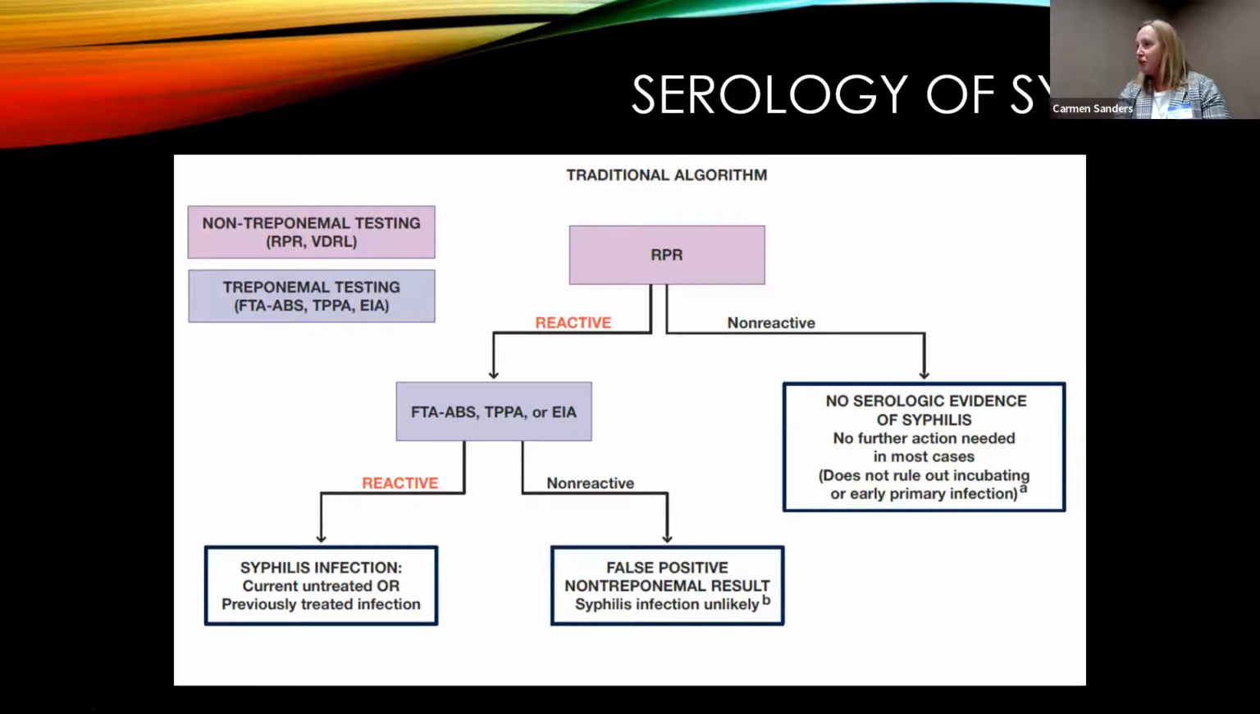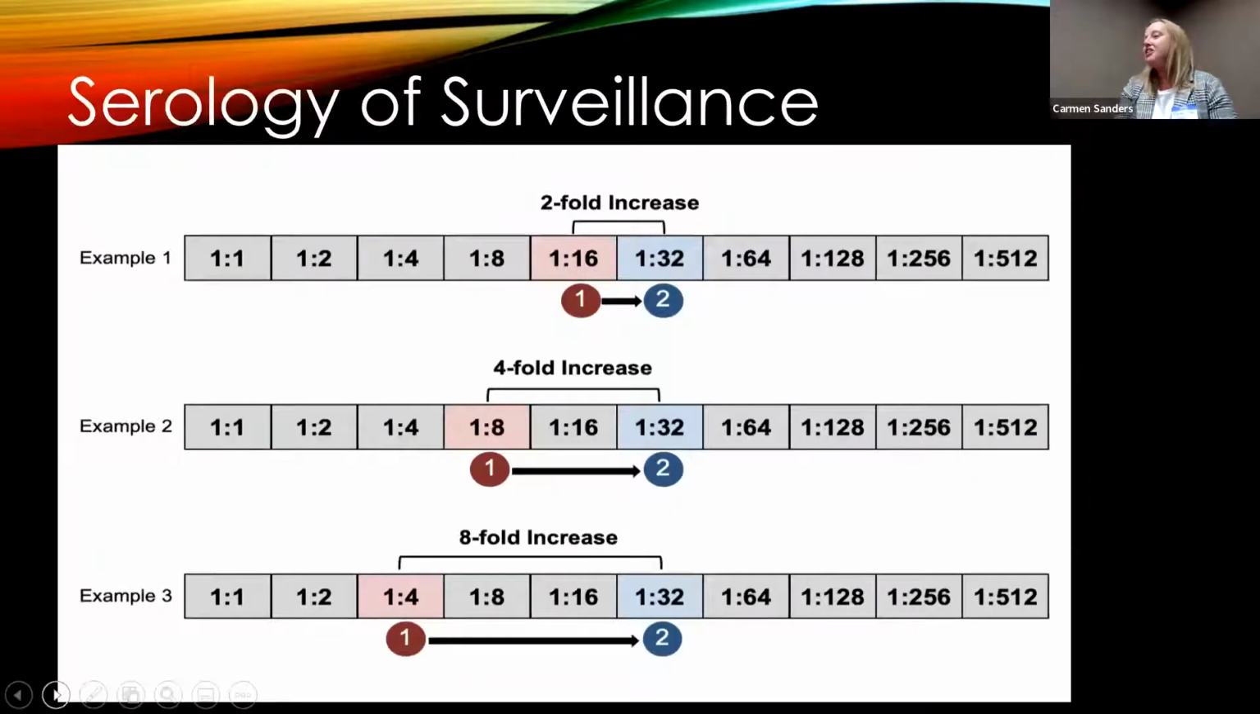So again, we start with our RPR, and if that RPR is reactive, what we then do is the lab that we use does an FTA-ABS test. And when that is reactive, then we know that it's specifically a syphilis infection. If it's non-reactive, it's a false positive. If you draw an RPR and it's negative, then you don't have a syphilis infection at all. You congratulate your patient, you send them on their way or continue to monitor them. Usually there's a reason why we're doing syphilis screenings. And we'll go to the next slide and discuss the serology of surveillance.